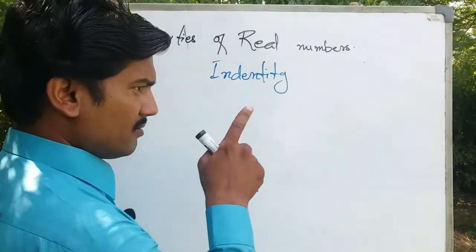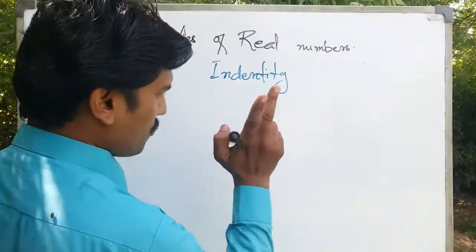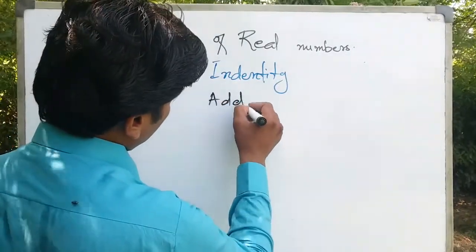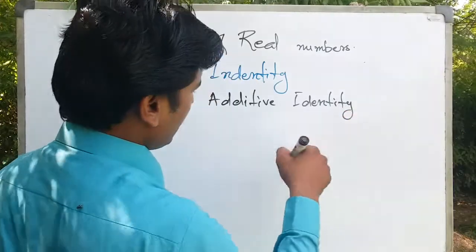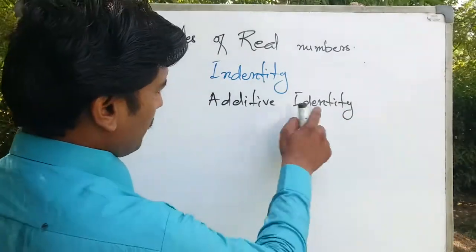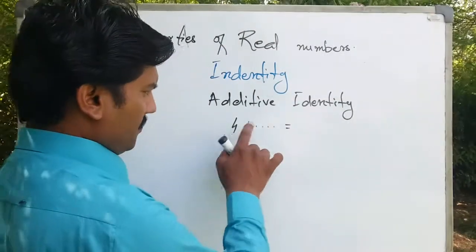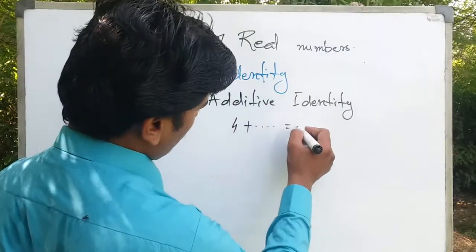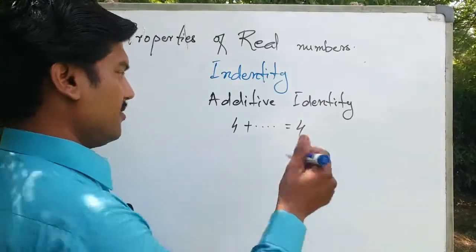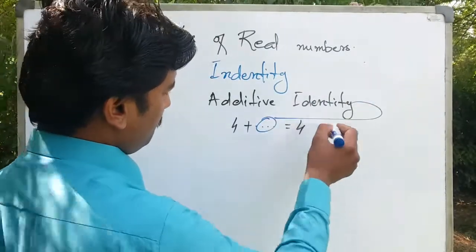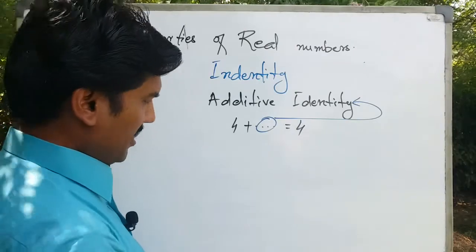Identity can be represented with respect to the given operation. For example, we have 2 identities. One is additive identity and the other is multiplicative identity. Additive identity is the element which if we add with any number it should not make any difference. What should be that element? That should be 0. So 0 is our additive identity, because by adding we are getting this result.